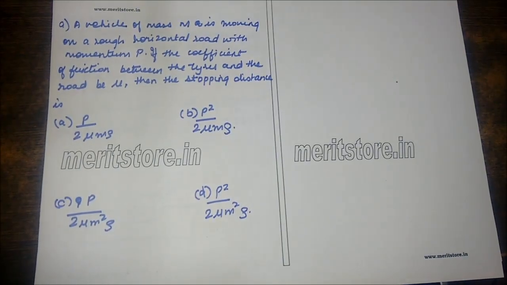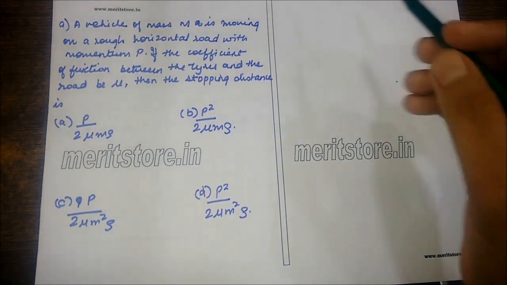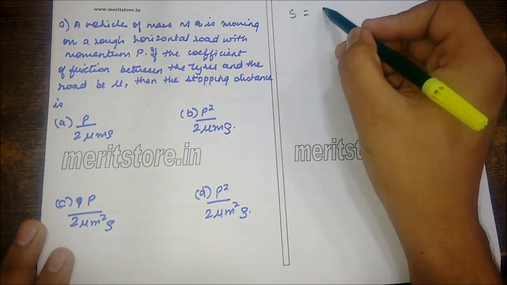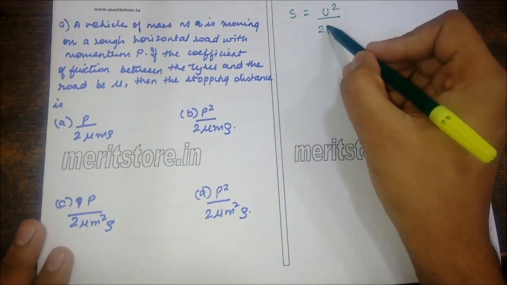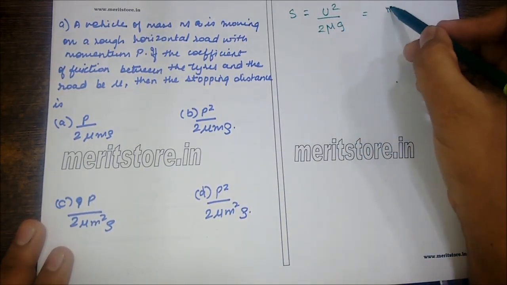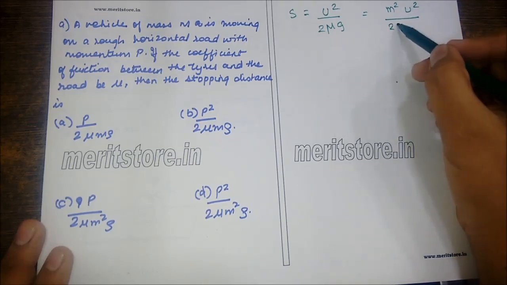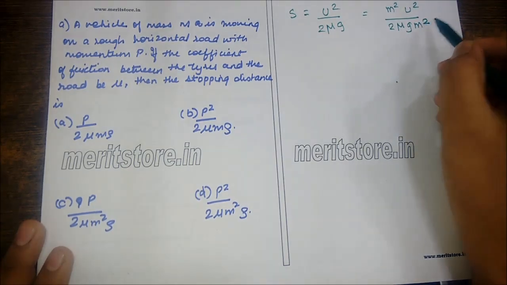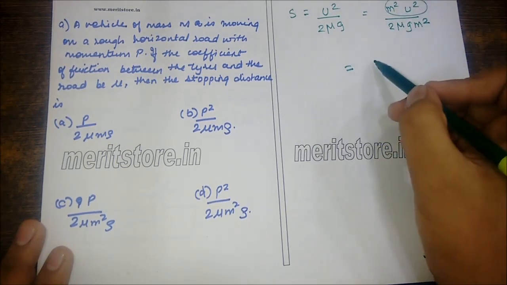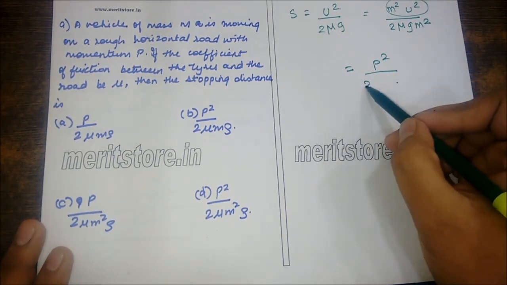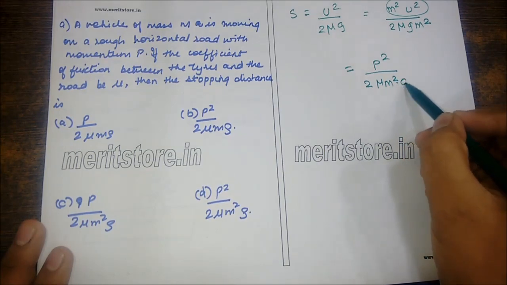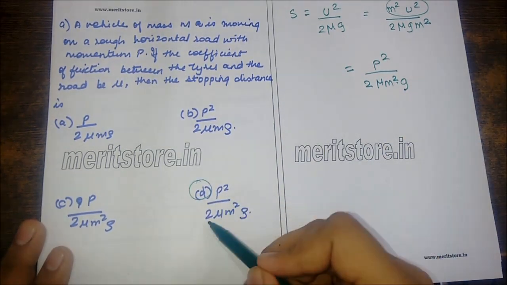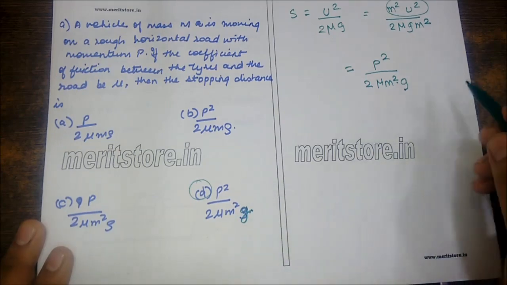A vehicle of mass m is moving on a rough horizontal road with momentum p. If the coefficient of friction between the tires and the road is mu, then the stopping distance is. Now to solve this question, we know S is equal to u square upon 2 mu g, m square u square upon 2 mu g m square. Here we get p square upon 2 mu m square g. So option D, p square upon 2 mu m square g, is the correct answer.